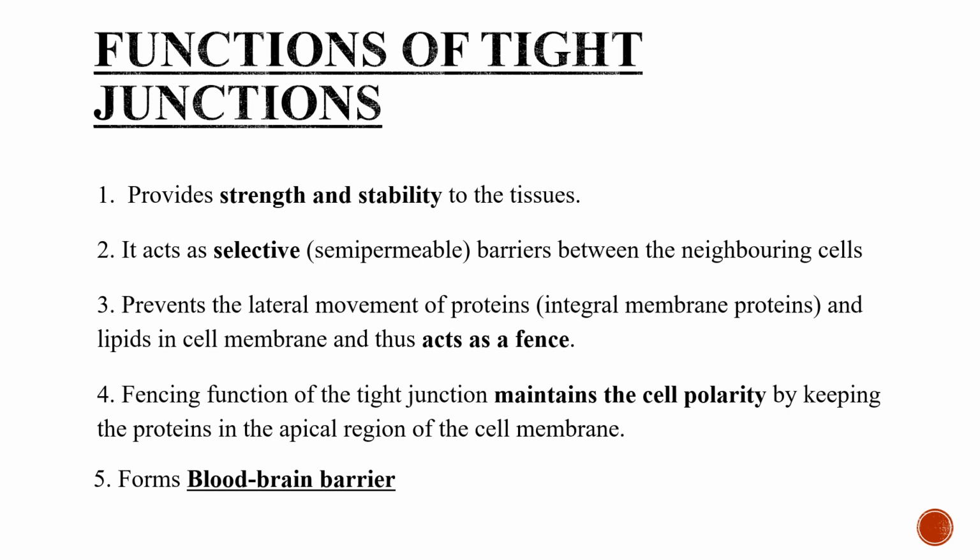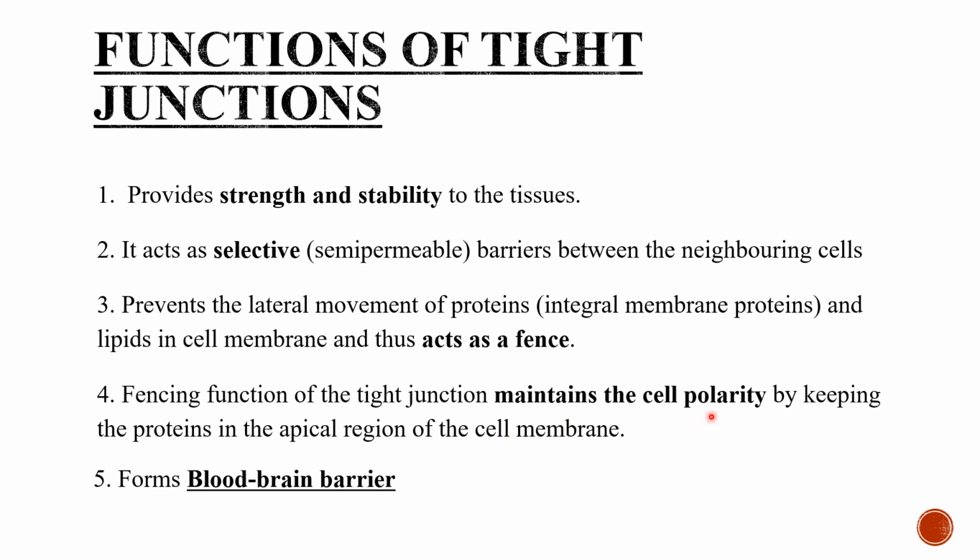So what is the function of tight junction? It provides strength and stability to the neighboring tissues. It acts as a selective barrier between the neighboring cells. As I told you, it is a barrier for larger molecules, but it can allow the smallest particles. And it prevents the lateral movement of proteins and lipids in the cell membrane, and thus it acts as a fence. Because of this fencing action, the cell membrane maintains the cell polarity.